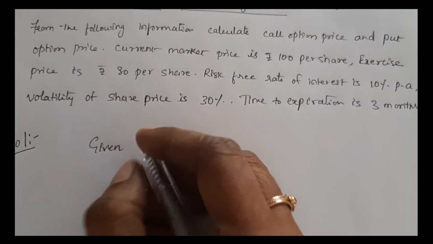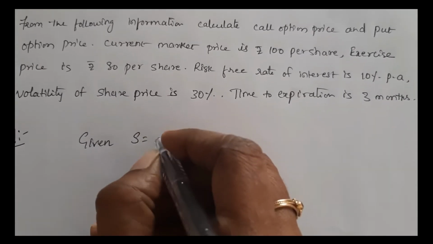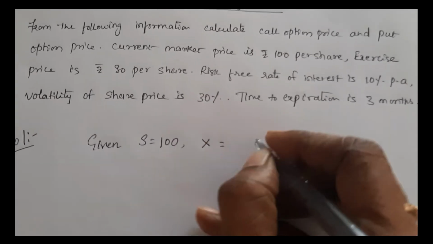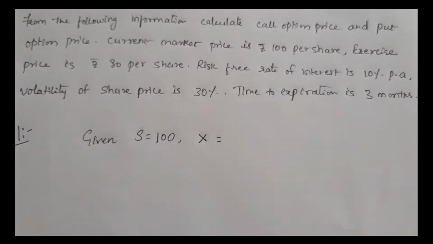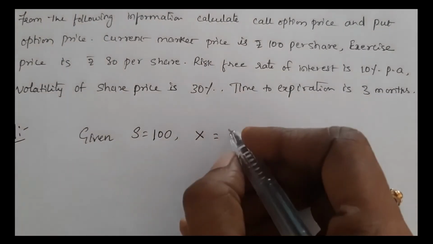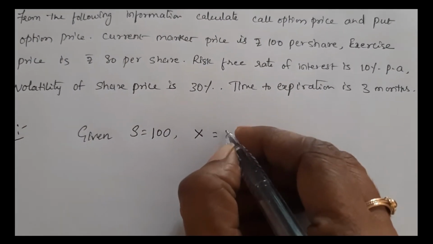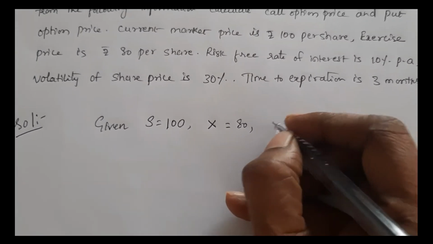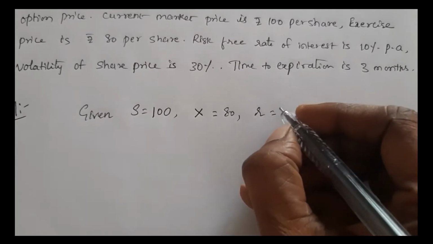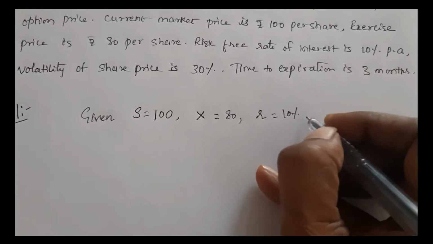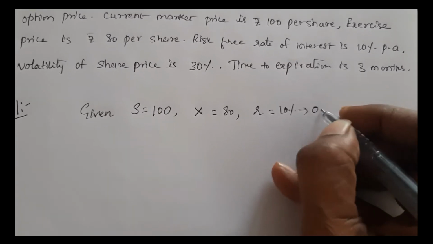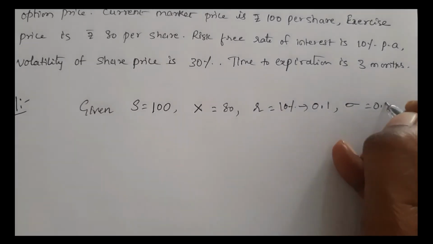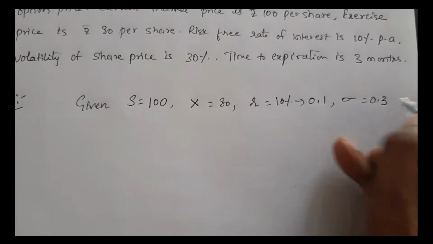Given S, that is current market price, as rupees 100, then X, that is exercise price, is rupees 80. R is given, risk-free rate of interest is given 10%, which can be written as 0.1. Then volatility, that is standard deviation, is given 30%, which can be written as 0.3.